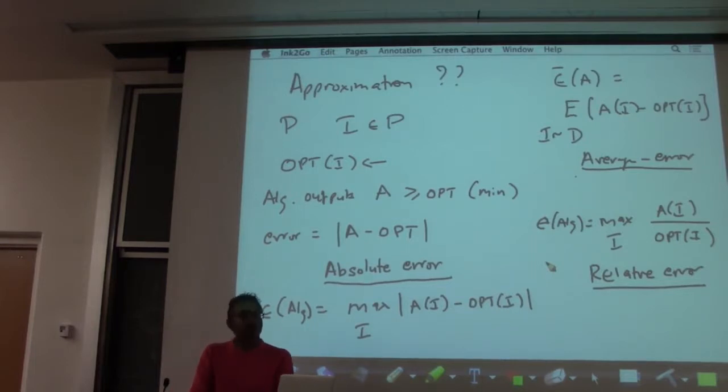And do we need to know why it is 1 plus epsilon times this, or is it just something which is stated that way? Sorry, I didn't understand the question. So you said the ratio of these things, yeah. Yeah, so it's 1 plus epsilon.